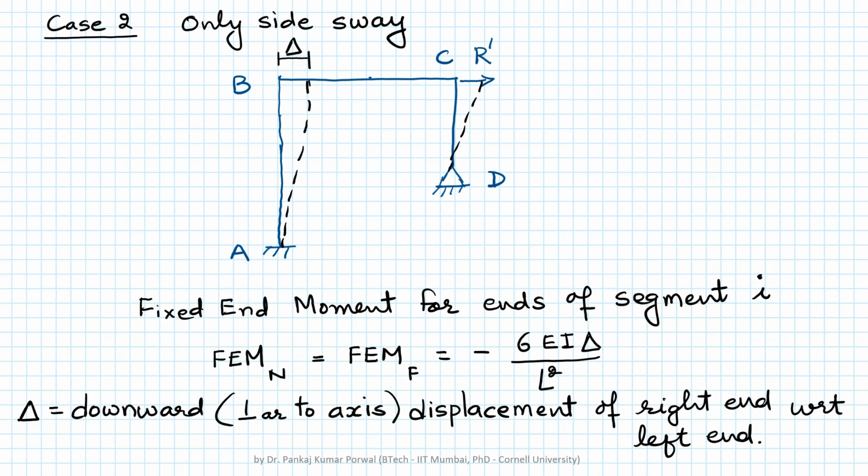In case 2 we consider only side sway because of force R dash at C, but because R dash is acting at the end of the member, this will have no contribution towards fixed end moments, but we know that in this case there will be side sway, so we can write fixed end moments in terms of side sway. So if delta is the side sway of our structure, then for each beam segment we can write fixed end moment for near and far end using minus 6 EI delta upon L square.